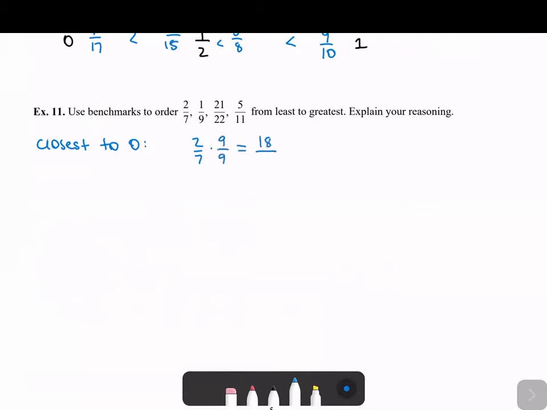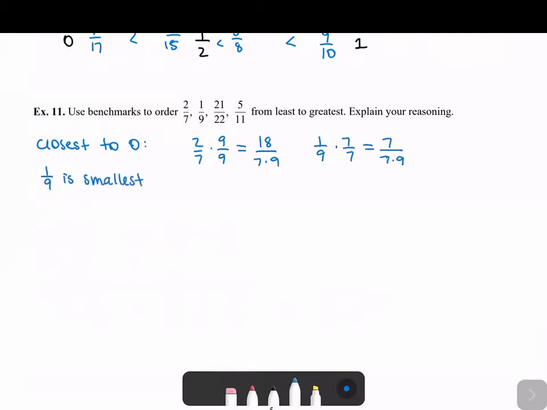is 18 over 7 times 9, which again, we don't really care what it is because it's going to be the denominator for both of these. And 1/9 times 7/7 is going to just be 7 over 7 times 9. So in this case, clearly 2/7 is bigger because the numerator is 18 compared to the numerator of 7. So that means that 1/9 is smallest because it's the closest to 0.